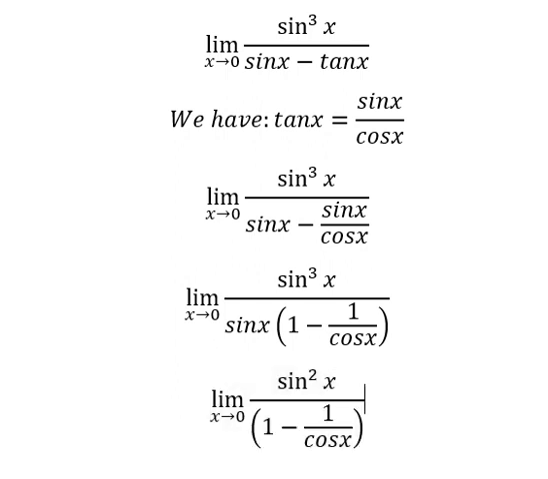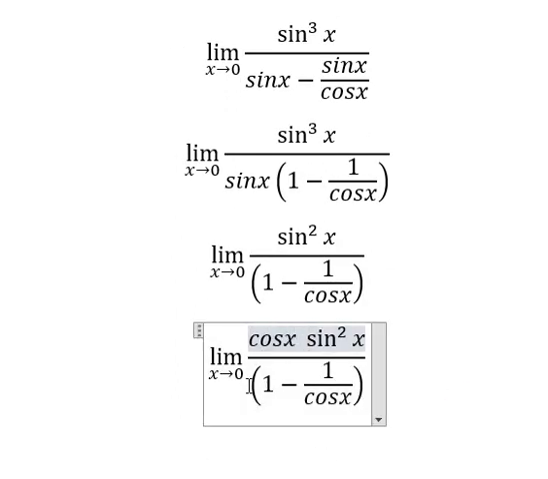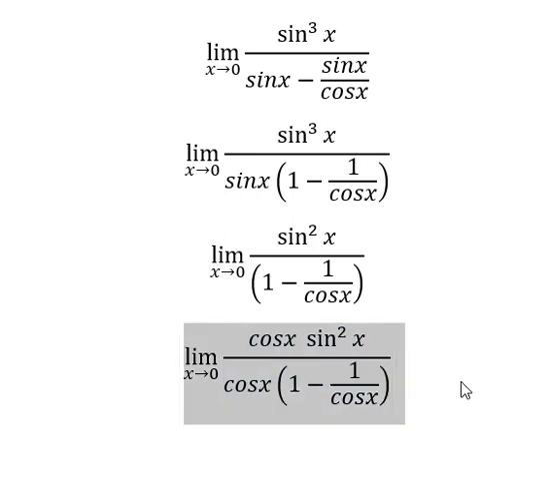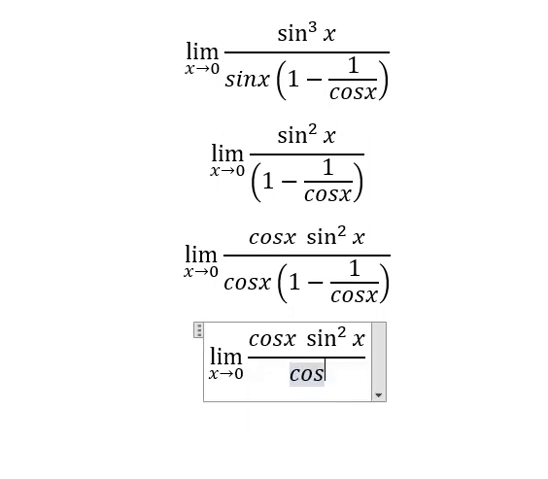Next, we need to multiply by cosine x on numerator and denominator. So cosine x multiplied by this one. So we have cosine x minus number 1. So we have the formula in here.